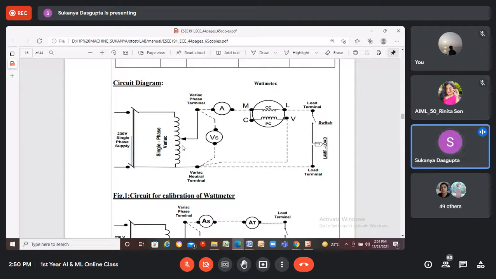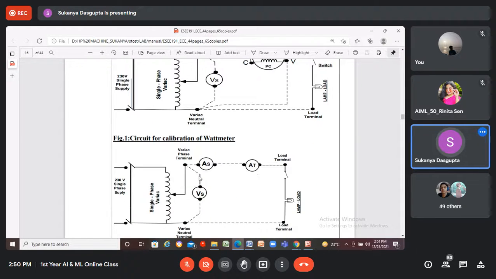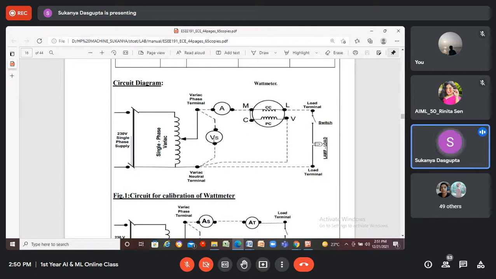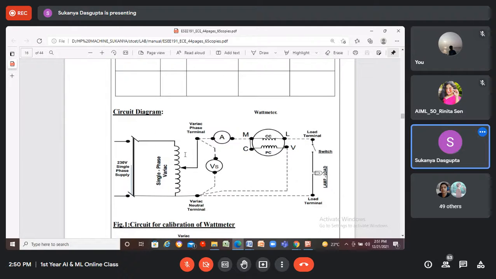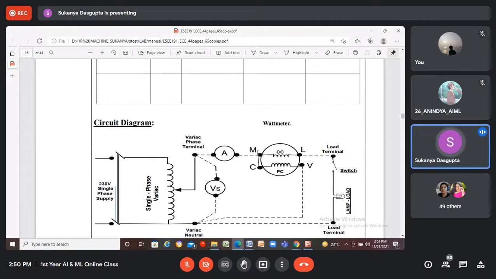And what are the instruments required? Variac. Only one number of variac is required. The same variac will be used here for the calibration of ammeter. One standard voltmeter, one standard ammeter, and bulb load. And set of wires, cables or wires. And this is the mechanical switch which is already connected with the setup in the panel. So one switch is also there.